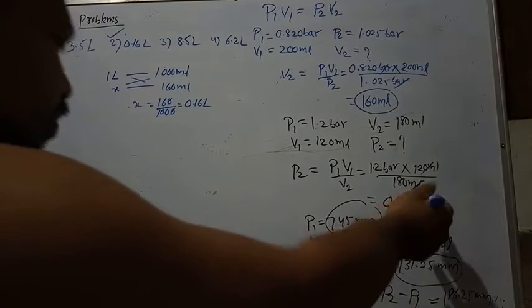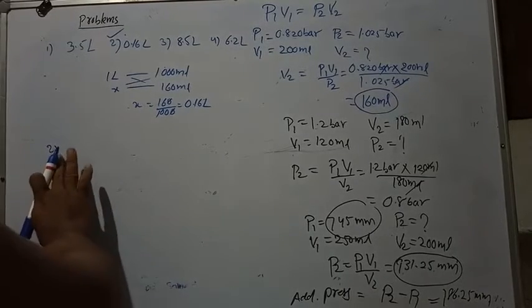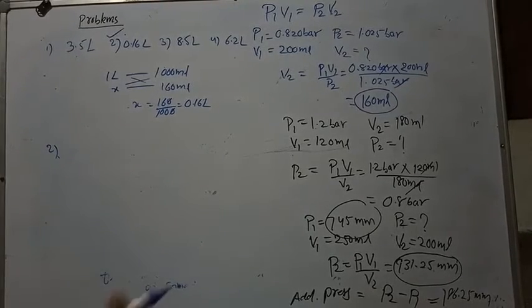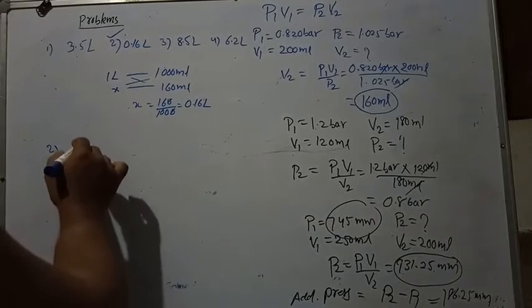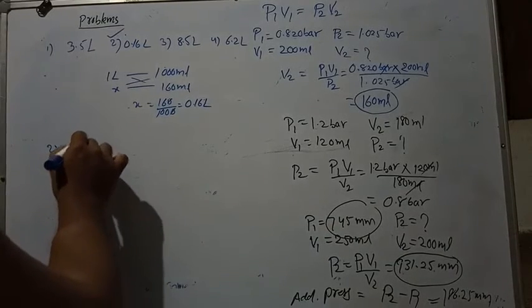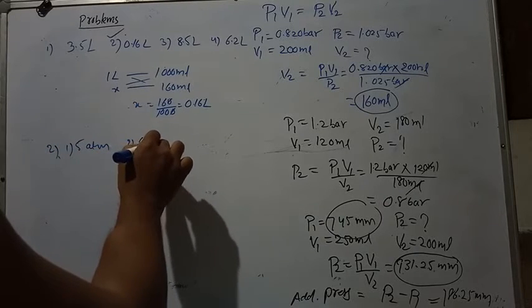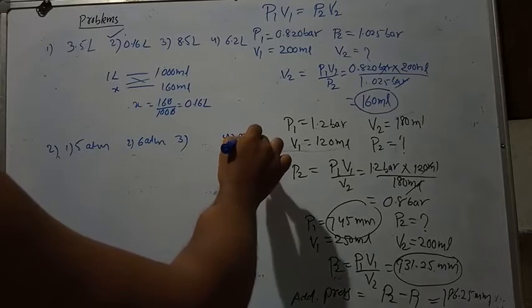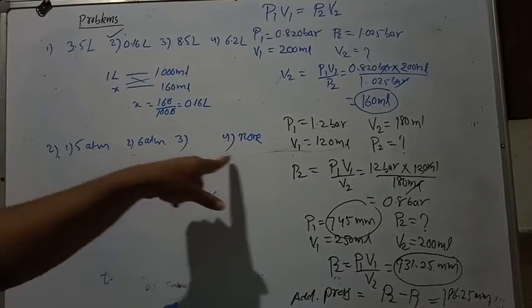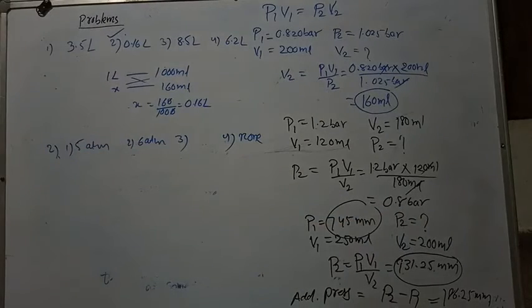Okay, see that here bar is given, but in the answer you may not get bar. You may get atmosphere or torr, whatever it may be. You have to convert them. Suppose in the answer we are getting atmospheres: 5 atmosphere, first option. Second option 6 atmosphere. Fourth, none. So in the answer we have atmosphere, but we are getting bars. We have to convert bars into atmosphere.